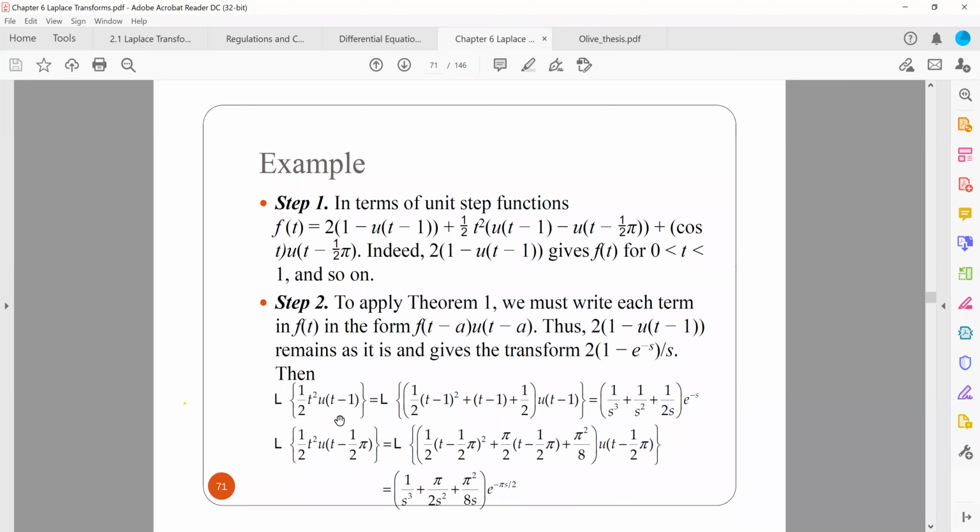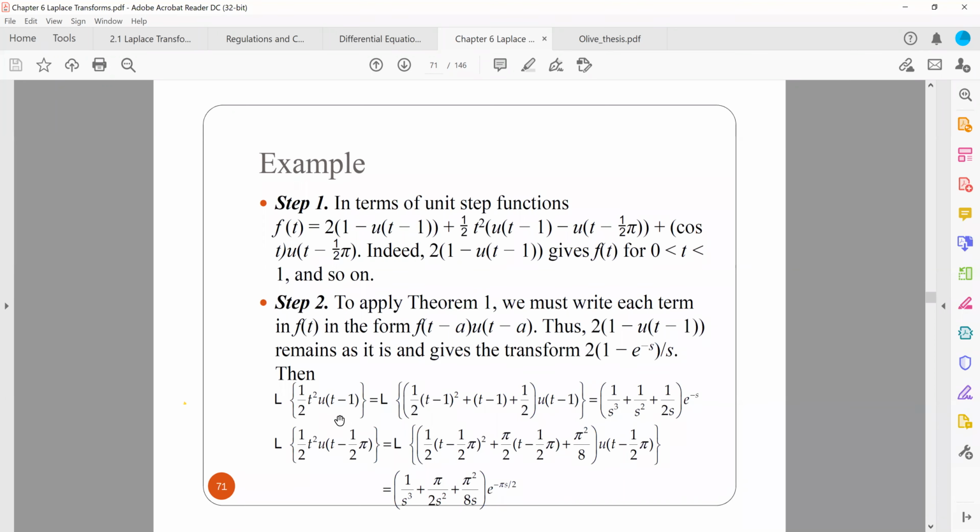You'll do the same thing for this other function as well, which was a half squared ut minus a half. Here you have e to the minus pi over 2s, and then everything else will stay the same, because again you'll have t plus 1 squared, so you end up with e to the minus pi over 2s, and then 1 over s squared plus 1 over 2s.